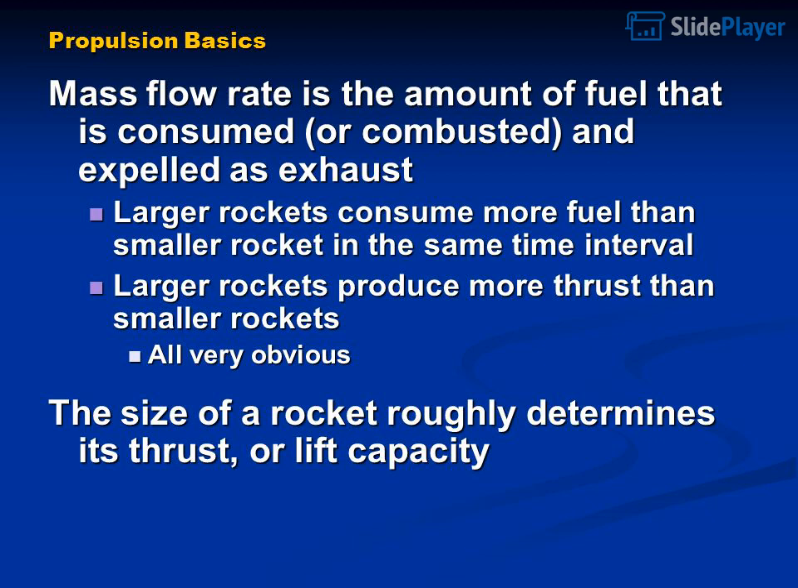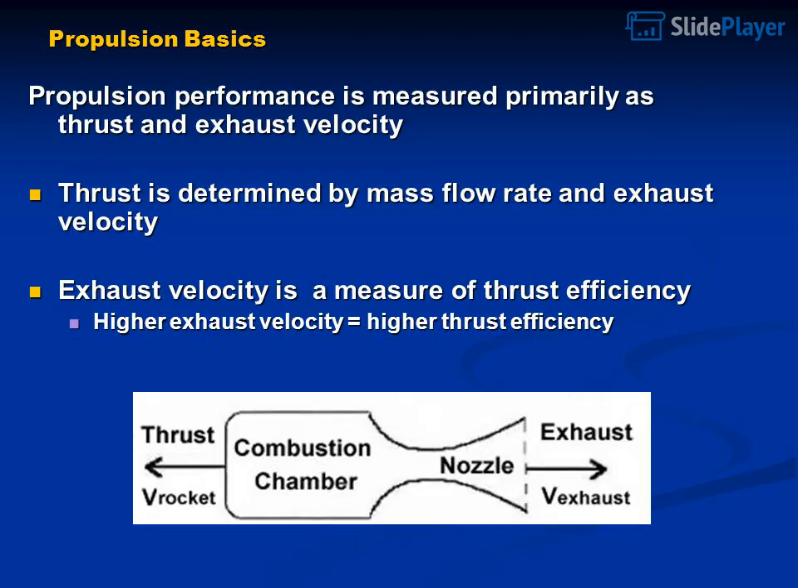Mass flow rate is the amount of fuel that is consumed, or combusted, and expelled as exhaust. Larger rockets consume more fuel than smaller rockets in the same time interval. Larger rockets produce more thrust than smaller rockets. All very obvious? The size of a rocket roughly determines its thrust, or lift capacity. Thrust is determined by mass flow rate and exhaust velocity.